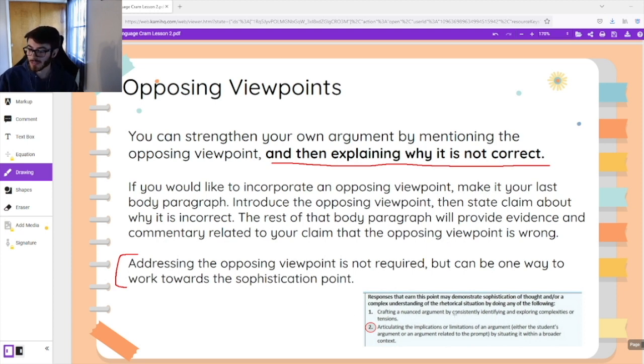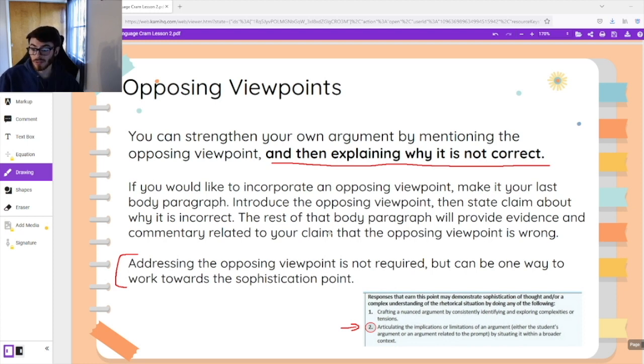Looking at the rubric, responses that earn this point may demonstrate sophistication of thought and/or a complex understanding of the rhetorical situation by doing any of the following. The second thing there: articulating the implications or limitations of an argument by situating it within a broader context. In other words, including this additional information, that may limit your own argument, but then explaining why it's not correct can make your argument more sophisticated and stronger.